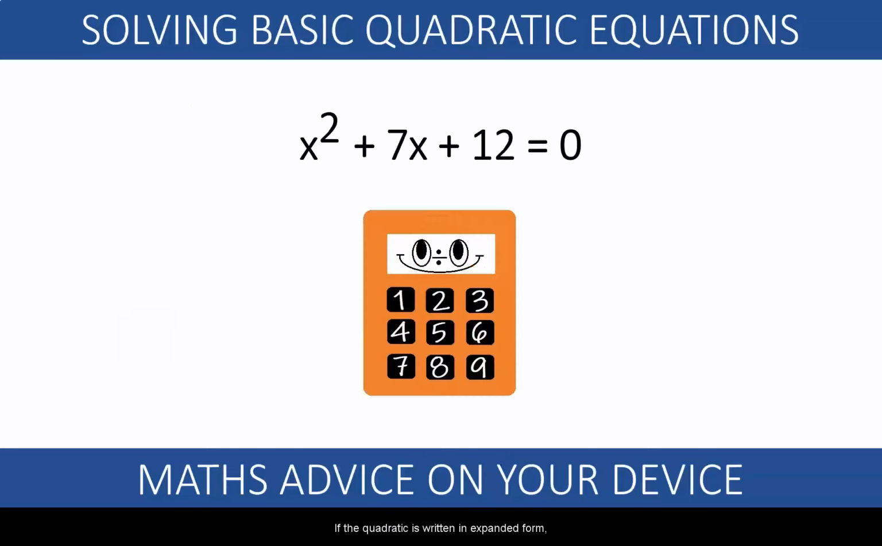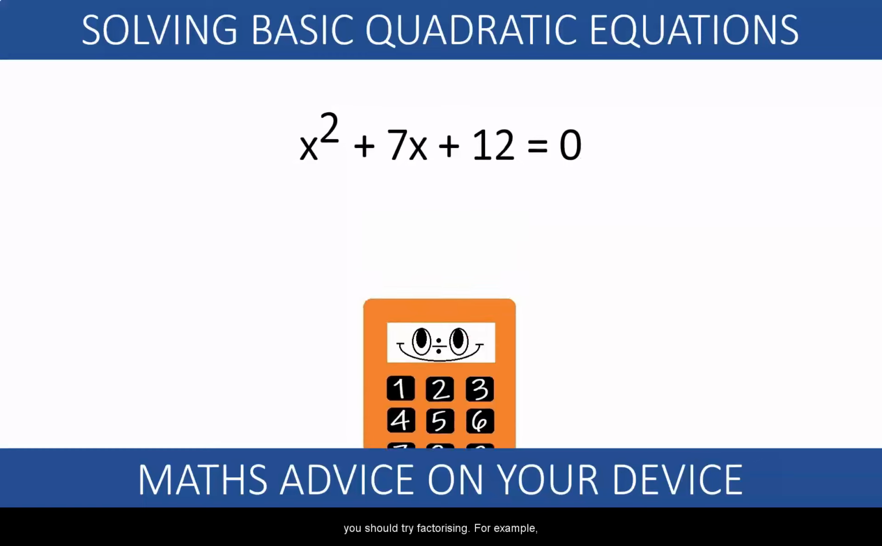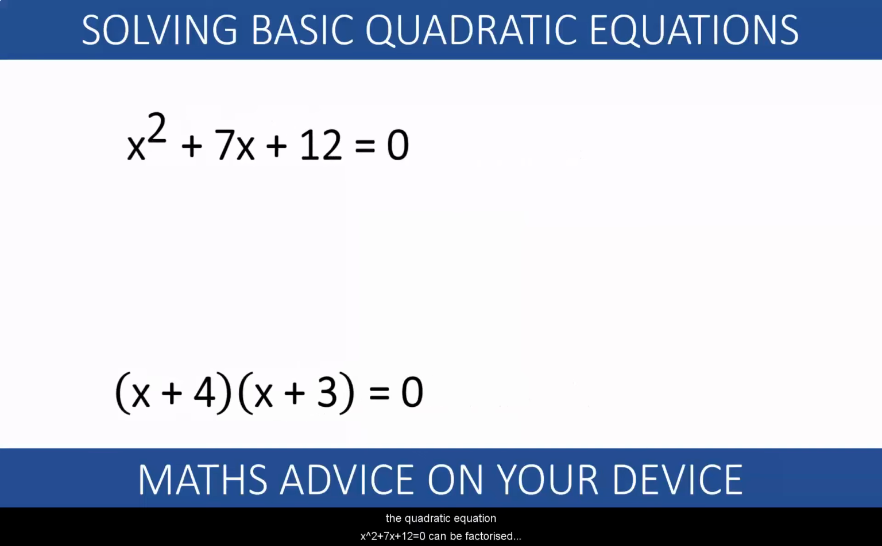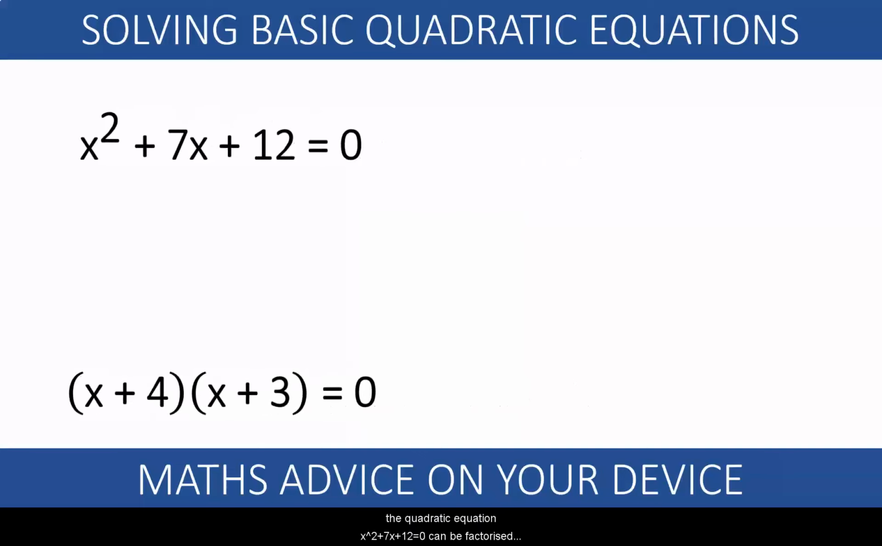If the quadratic is written in expanded form, you should try factorizing. For example, the quadratic equation x squared plus 7x plus 12 equals 0 can be factorized as (x + 4)(x + 3). You can think of the terms in your quadratic equation as areas.